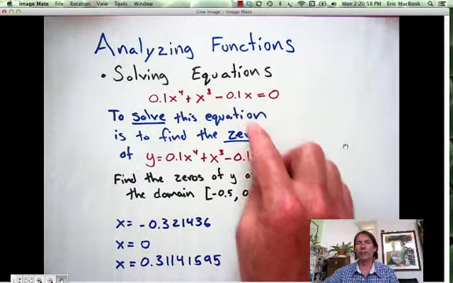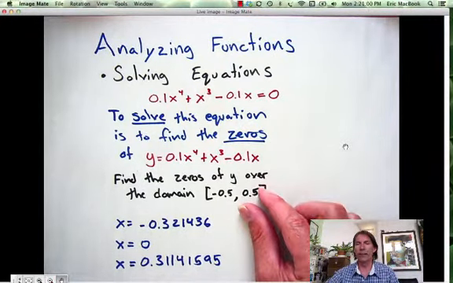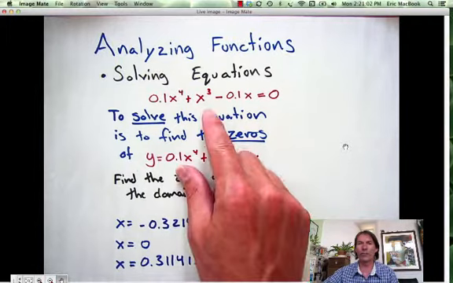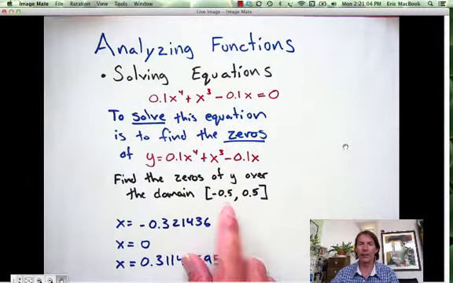Now, this was easier because they told us the given domain. There is another 0 to this function that it wasn't in our domain, so we didn't worry about it.